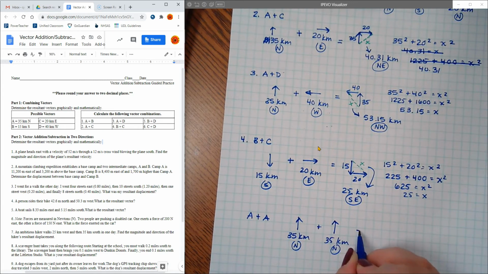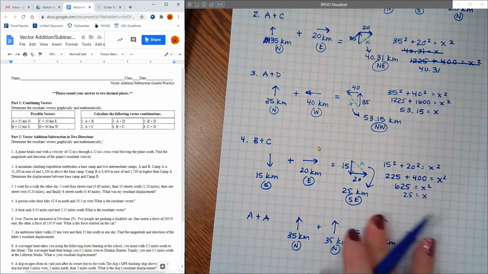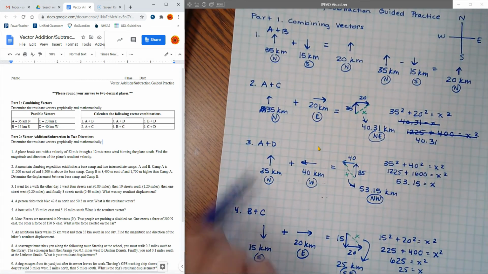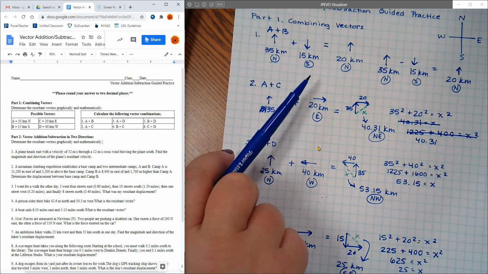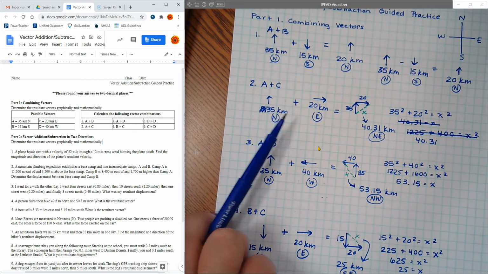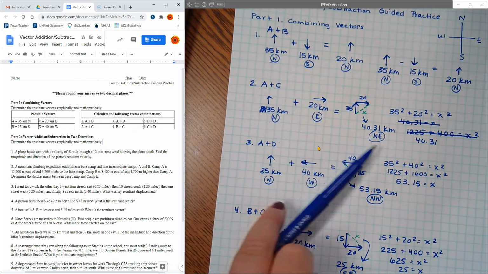When we combine those, we would get a vector that is 70 kilometers in the north direction, because 35 plus 35 is 70. So if they are going in the same direction, combine them. If they are going in opposite directions, like in number 1, we still say you combine them, but it's a subtraction problem. And then if the vectors are perpendicular, then you have to use the Pythagorean theorem.